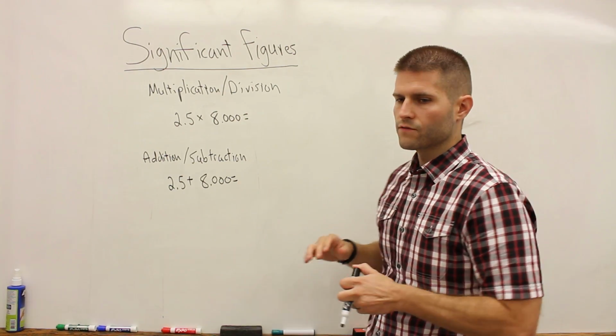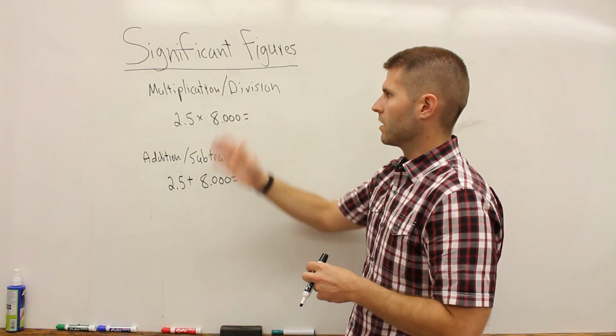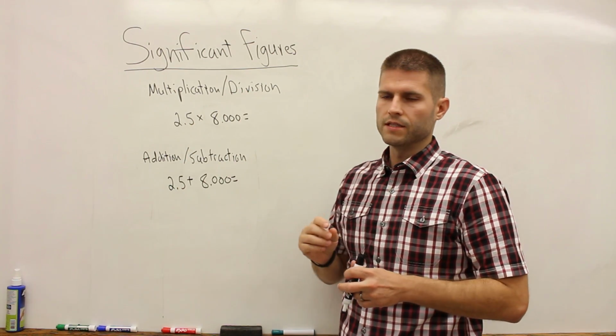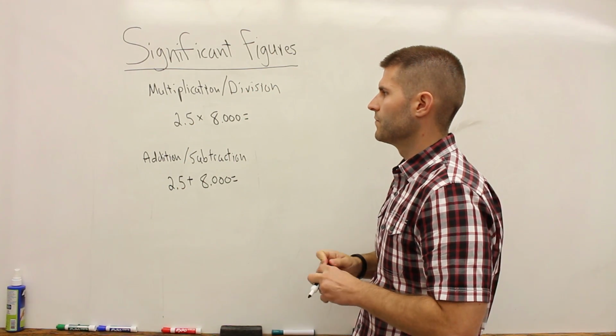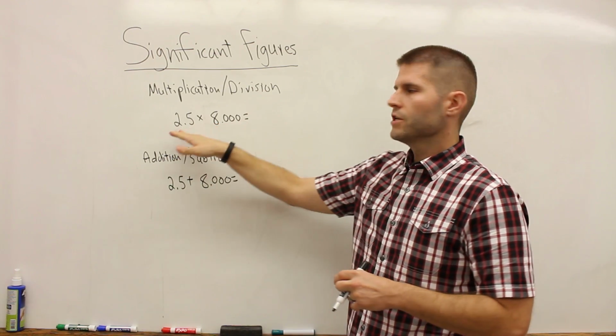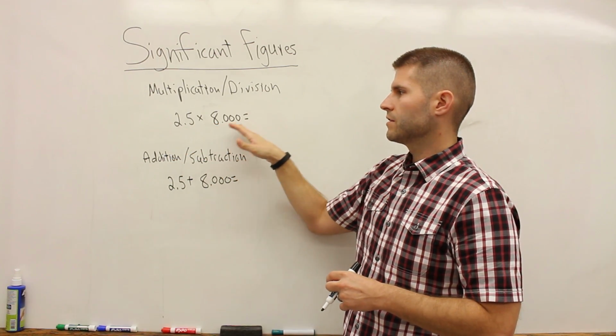So let's talk about the rules for addition and subtraction, and then multiplication and division. So let's start with multiplication and division. So here we have two numbers, 2.5 and 8.000.